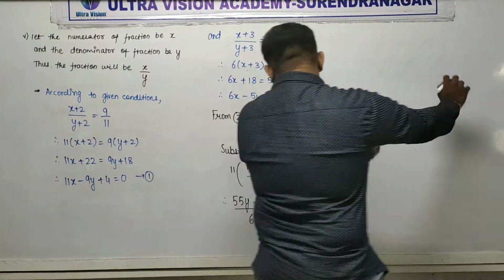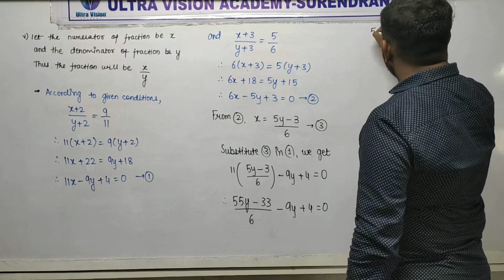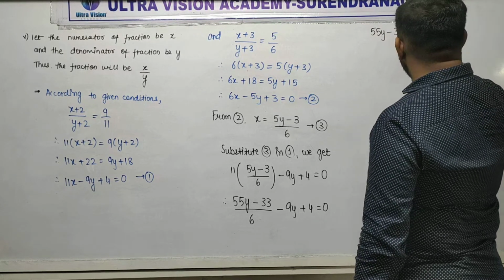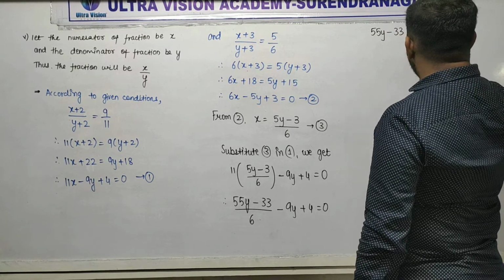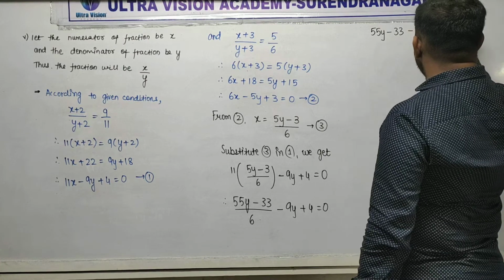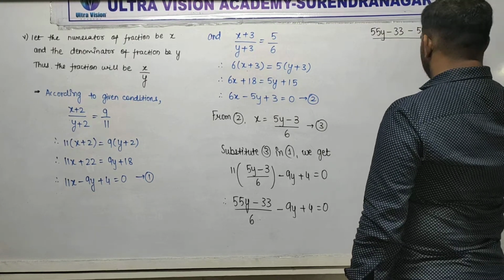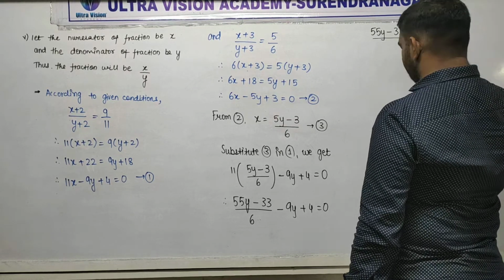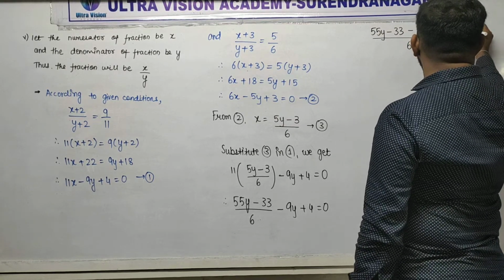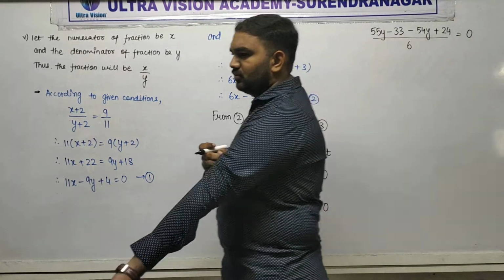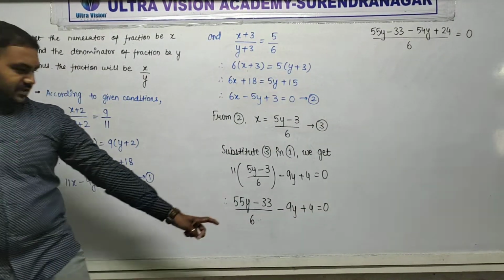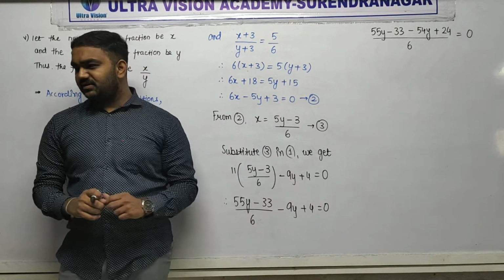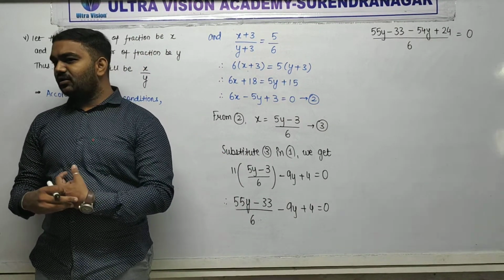So the next step becomes 55y minus 33 minus 54y plus 36, whole divided by 6, equal to 0. Ready? See, here the denominators were 1, so we just took the LCM and made it 6. Is that thing clear to all or not?